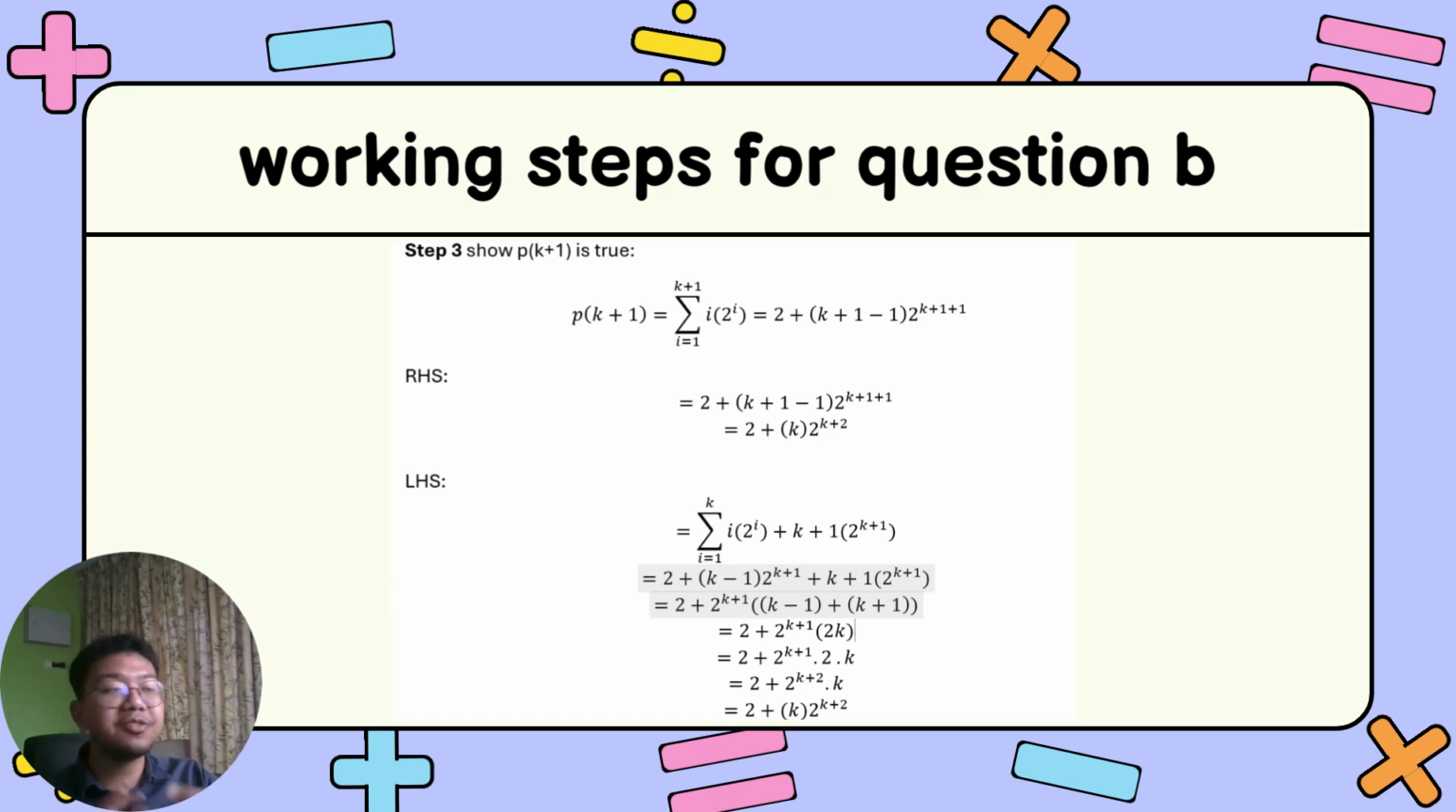For the left hand side, as we all know, for the summation, the summation up to k plus 1 also includes the summation up to k. So it will be 2 plus (k minus 1) times 2 power of k plus 1, plus (k plus 1) times 2 power of k plus 1. For this, we need to extract the 2 power of k plus 1. And we will also get the same final answer as the right hand side, which is 2 plus k times 2 power of k plus 2.